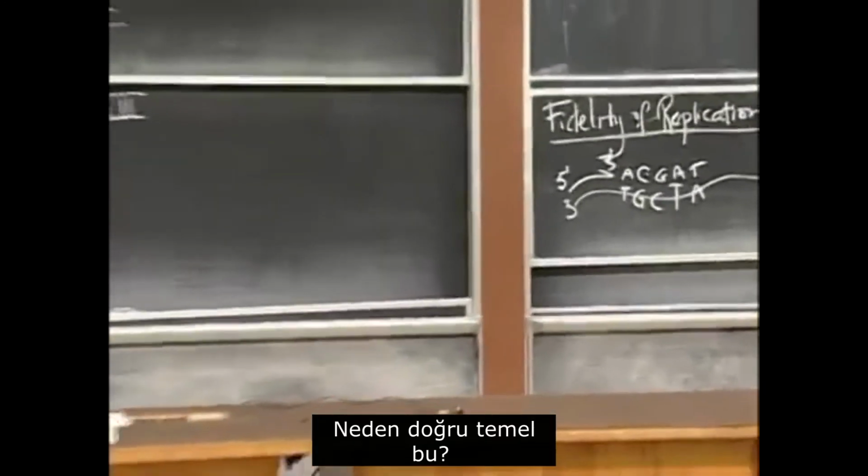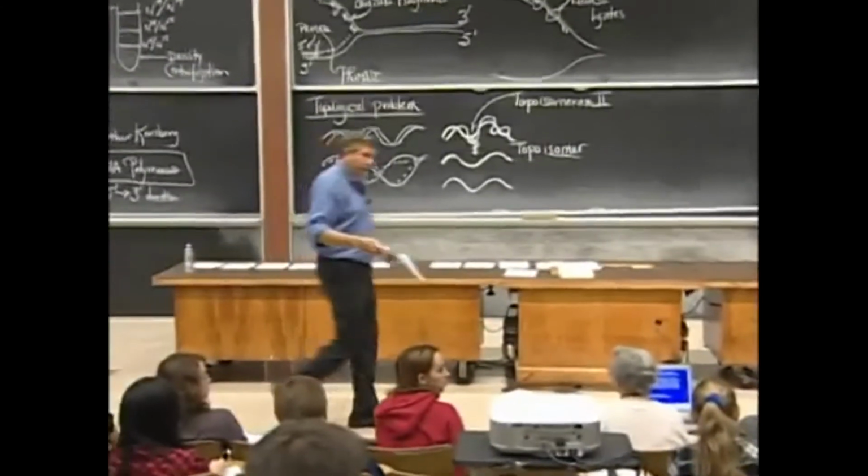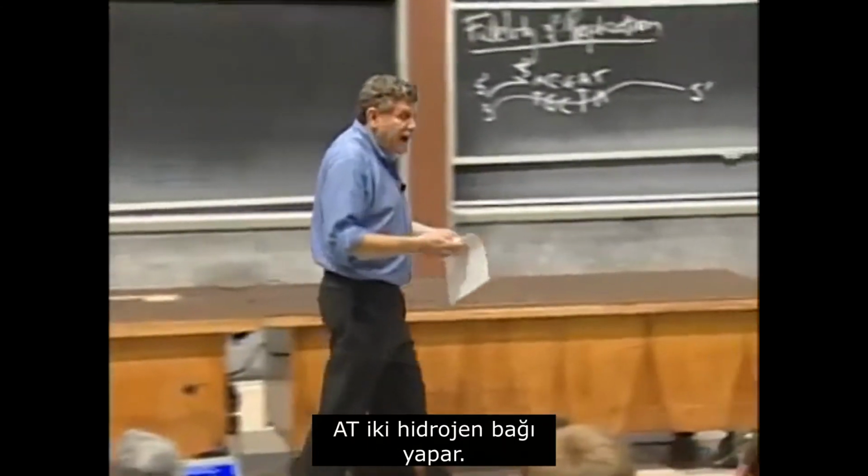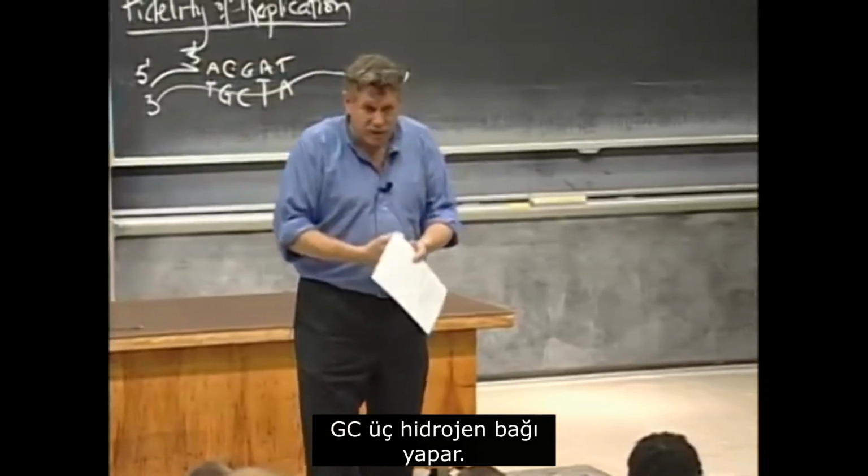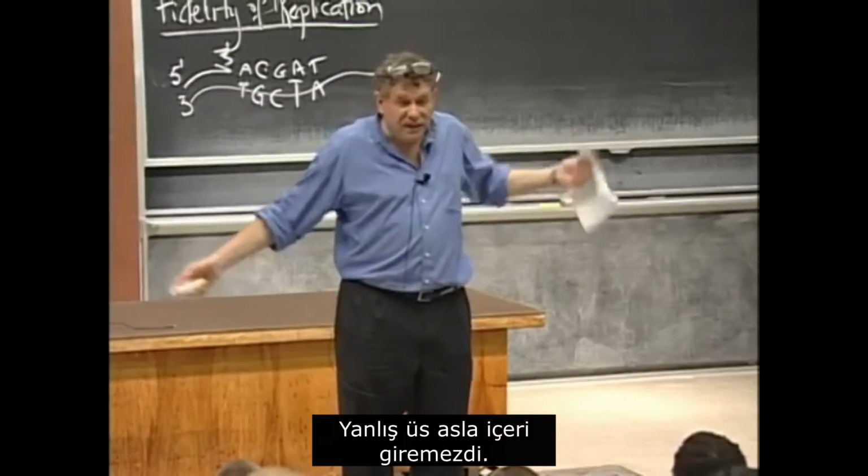Why does the right base go in? Hydrogen bonding. It's got these hydrogen bonds. AT makes 2 hydrogen bonds. GC makes 3 hydrogen bonds. The wrong base could never go in.